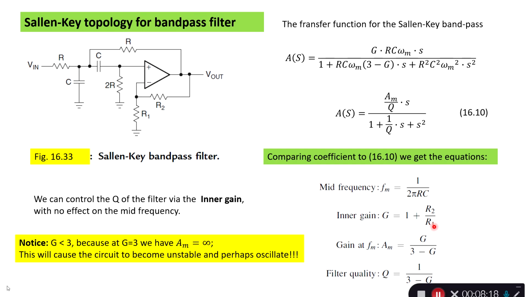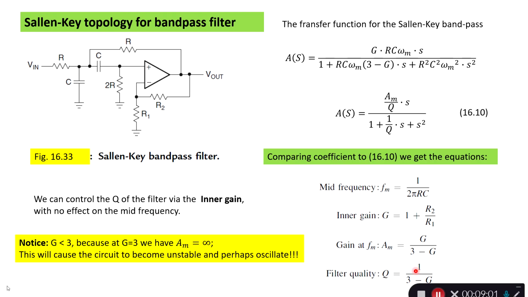We know that from op amp design. And then we have the gain at FM. That's the peak gain, and that's the gain here, 3 minus the gain. And the filter quality, the Q of it, is 1 over 3 minus G. The good thing about this topology is that we can control the Q via the inner gain, so this factor here, without changing the mid frequency. That's a very nice thing.